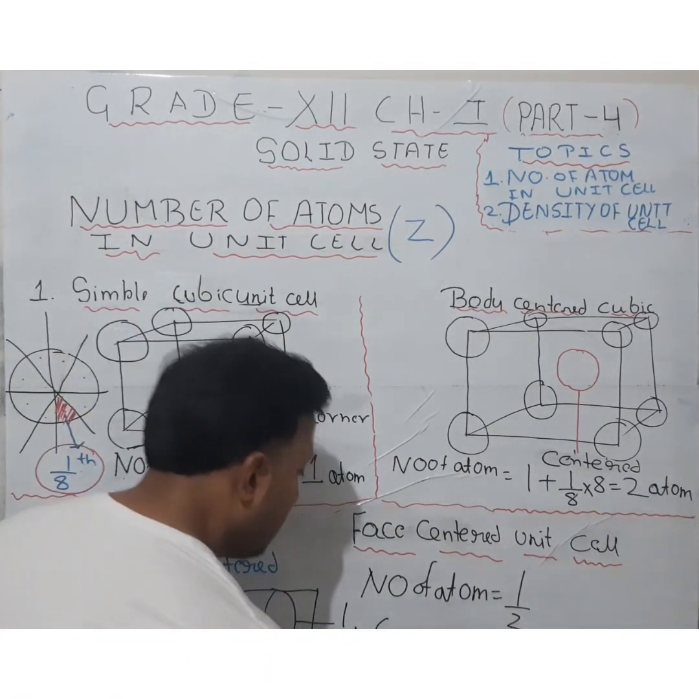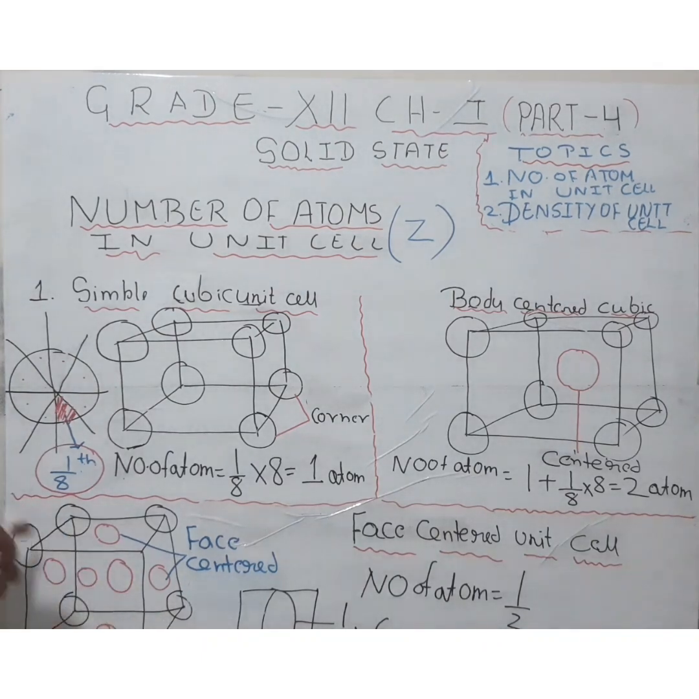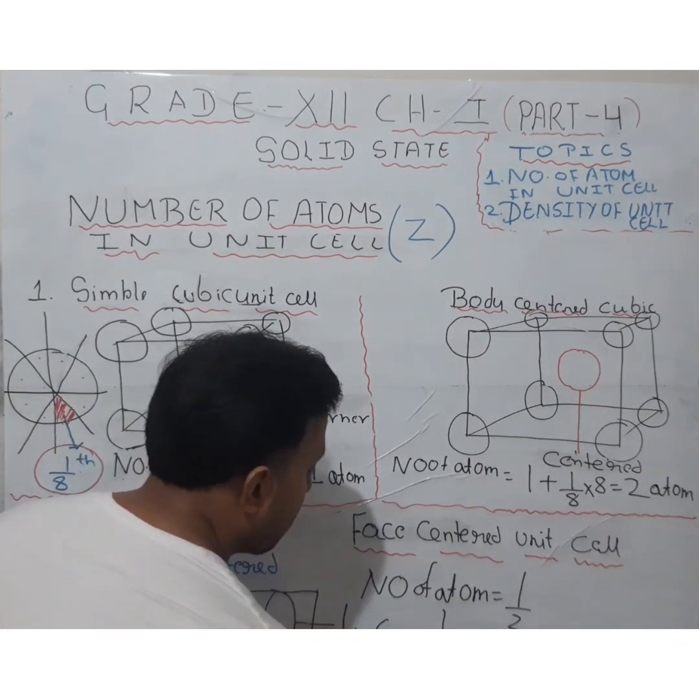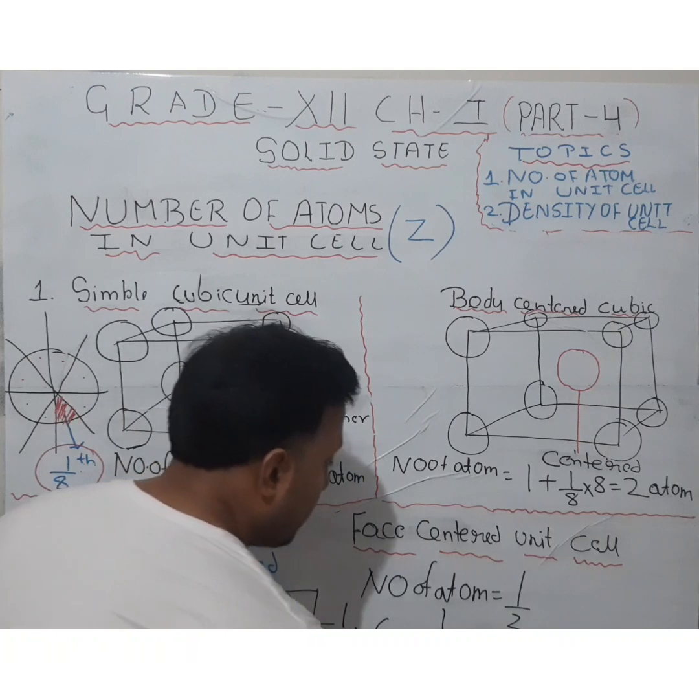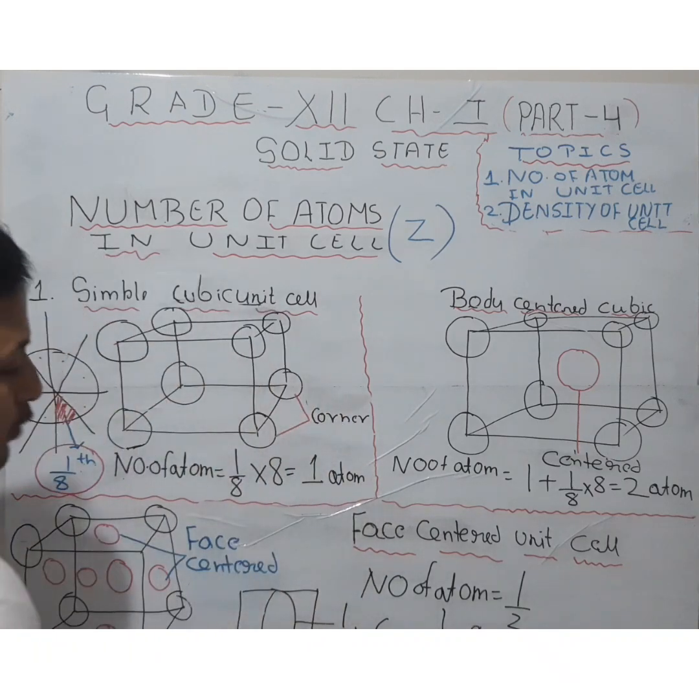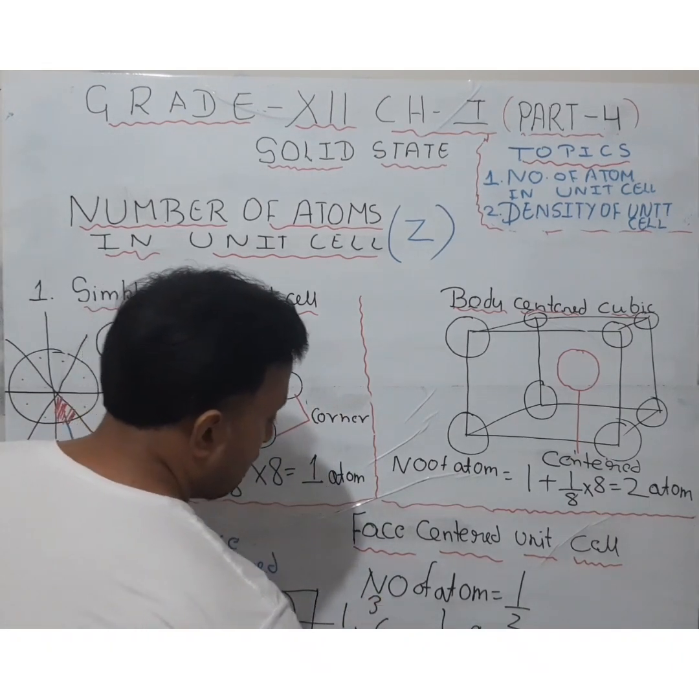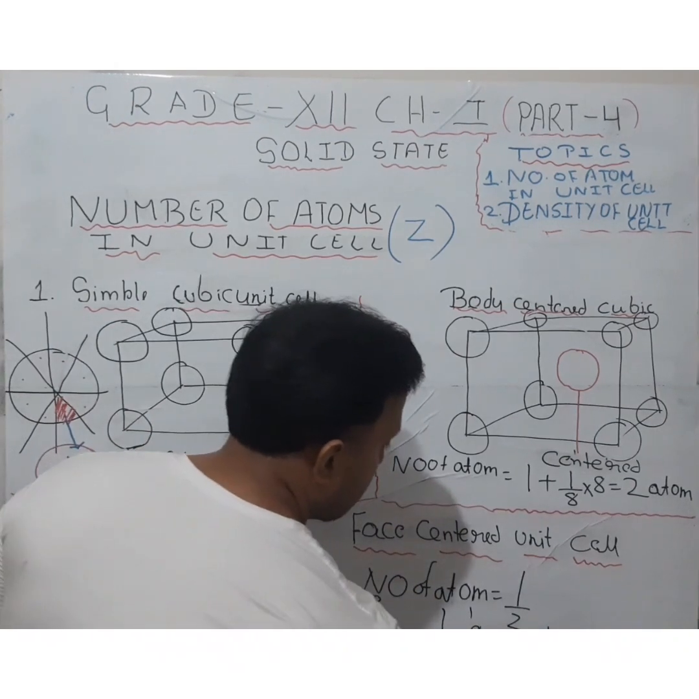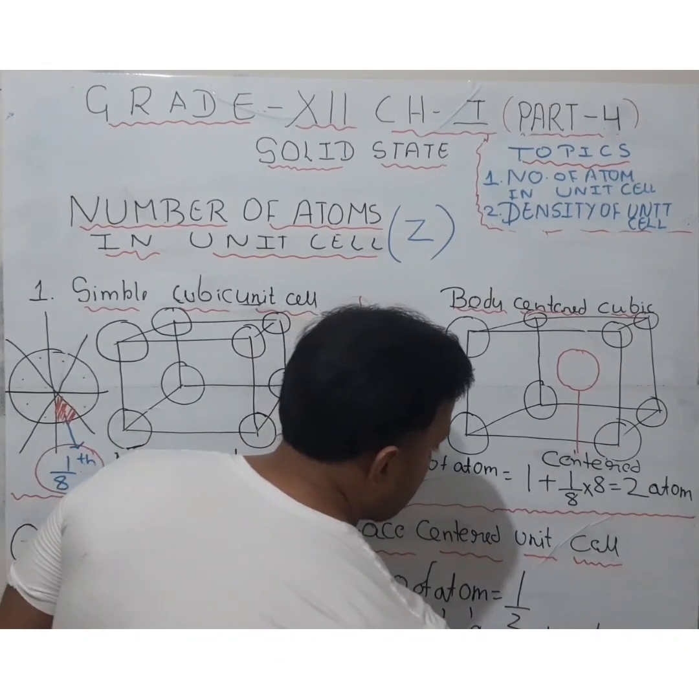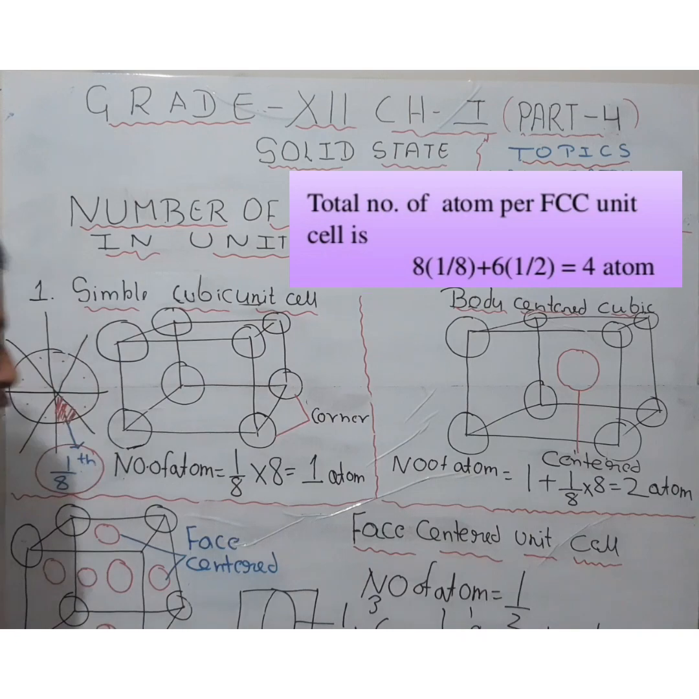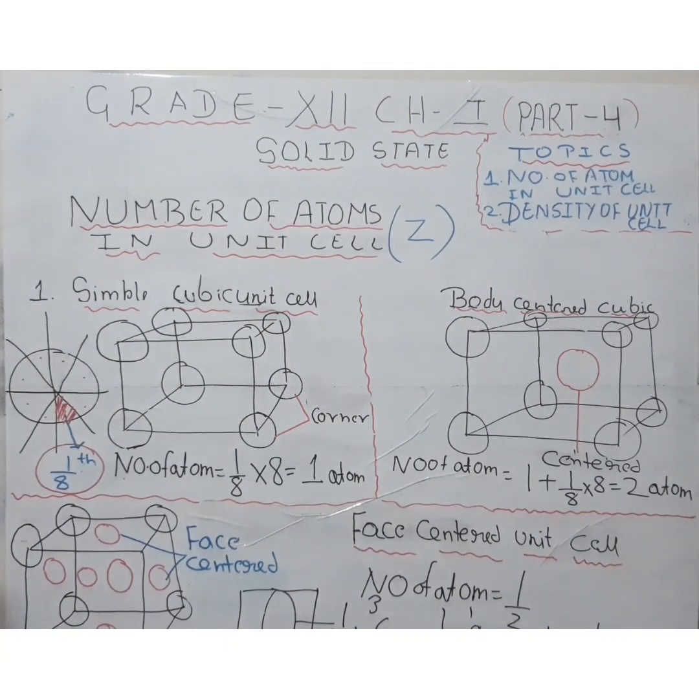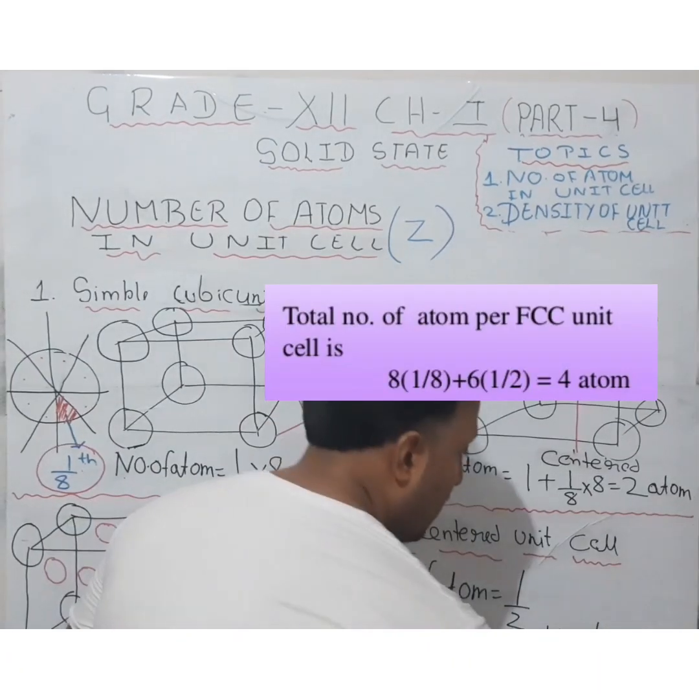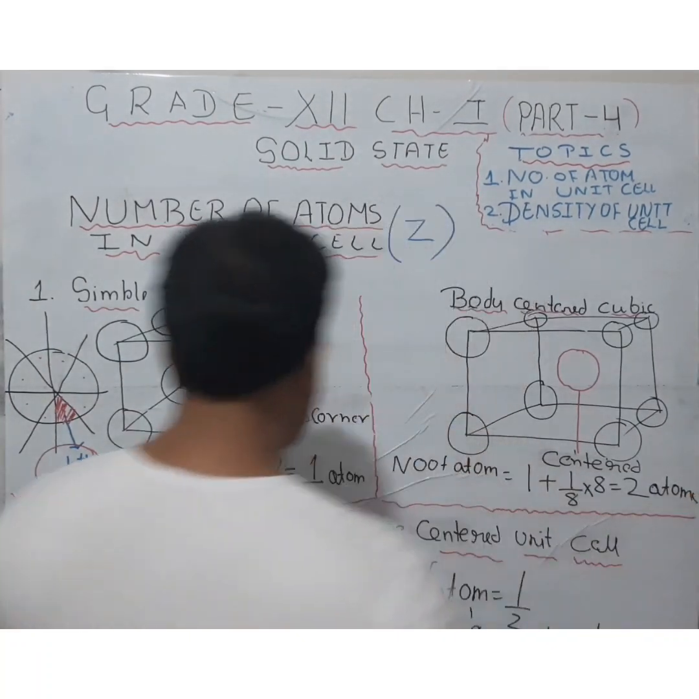Then as usual, the corner particles contribute 1 by 8th part, and there are 8 corner particles. So when you calculate it, it becomes 3 plus 1, that is 4. So in case of the face-centered cubic unit cell, there are 4 atoms present. Okay. In this case, 4 atoms.